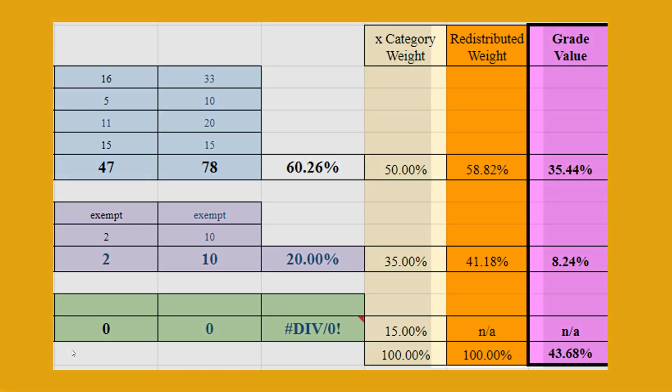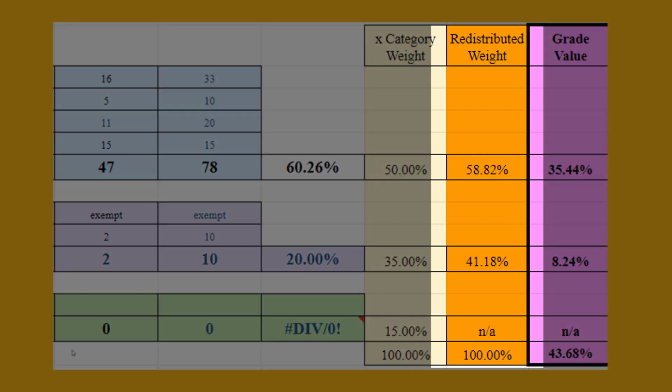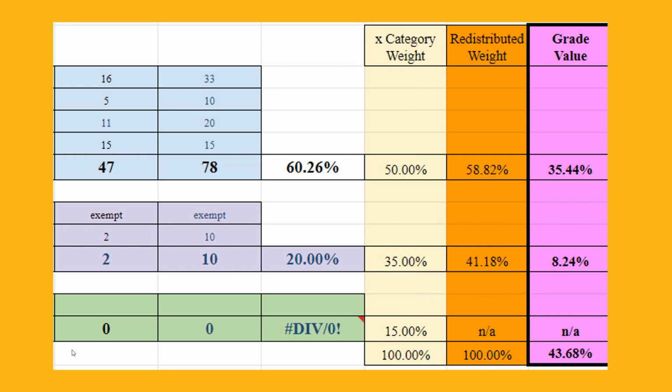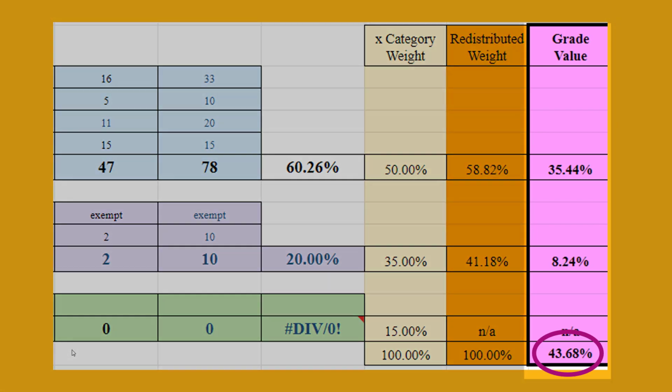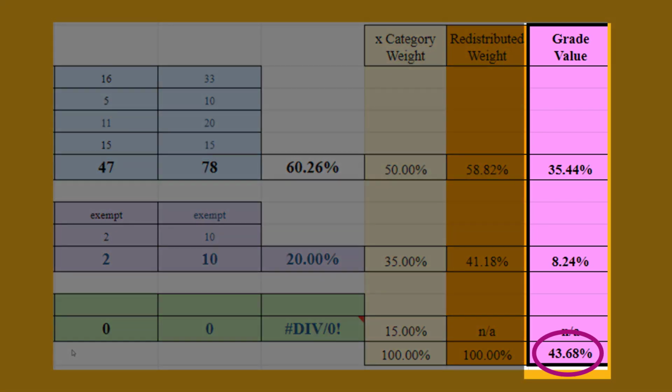So now we can see in the orange column, the blue category is now weighted at 58.82%, and the purple category is weighted at 41.18%, and the green category is completely disregarded. So now that we have our redistributed weights here, the value of each category is now shown in the pink column, and this grade at the very bottom, circled in dark pink, that is the grade using category weighting.